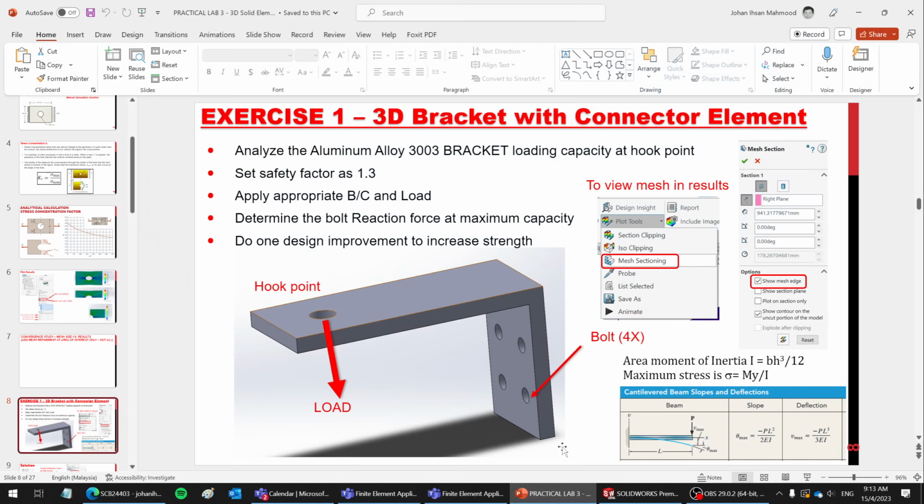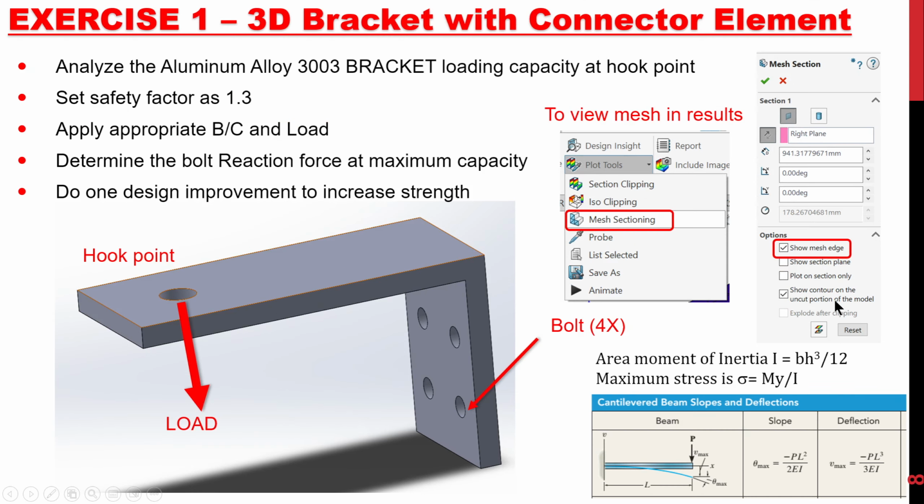Alright, so today we are going to do this exercise. So let's take a look at what this exercise is all about. We have here a bracket. So this bracket, the material is aluminum alloy 3003, and it has a loading point here, a hook point.